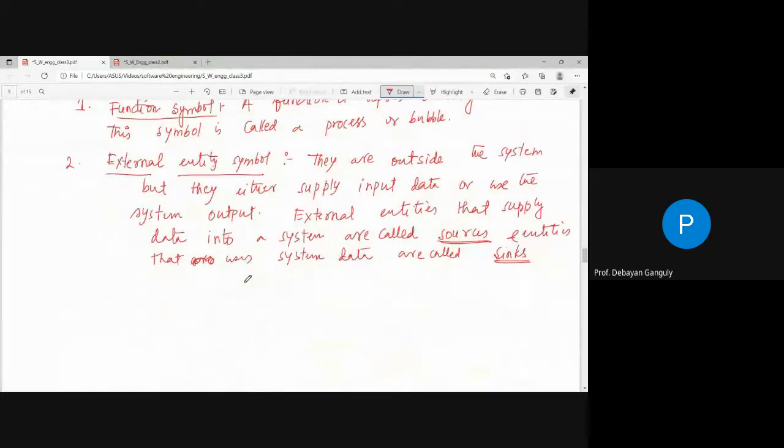Customer, I am giving some input, and what should be the output of that would also be taken by the customer. So this is the type of external entities.